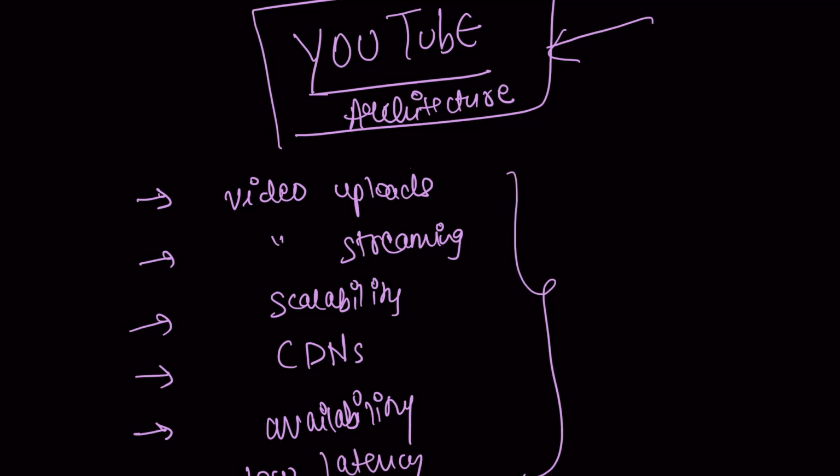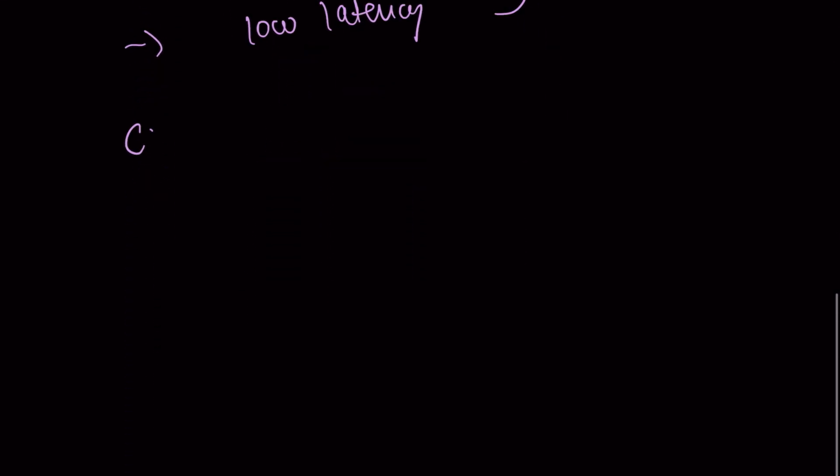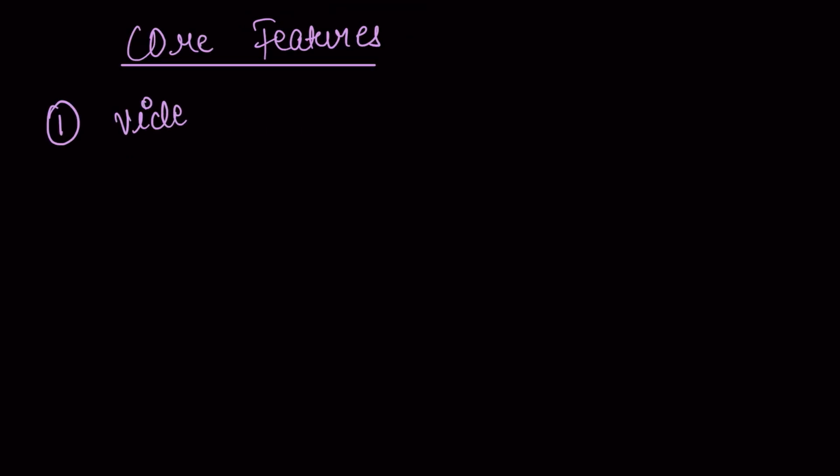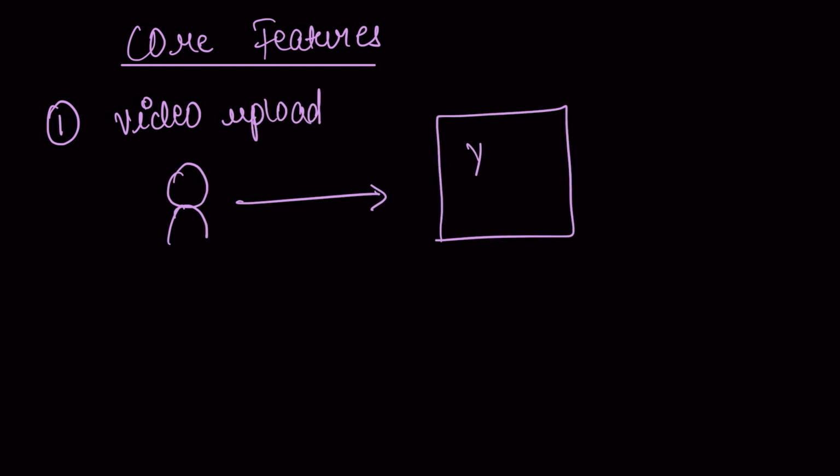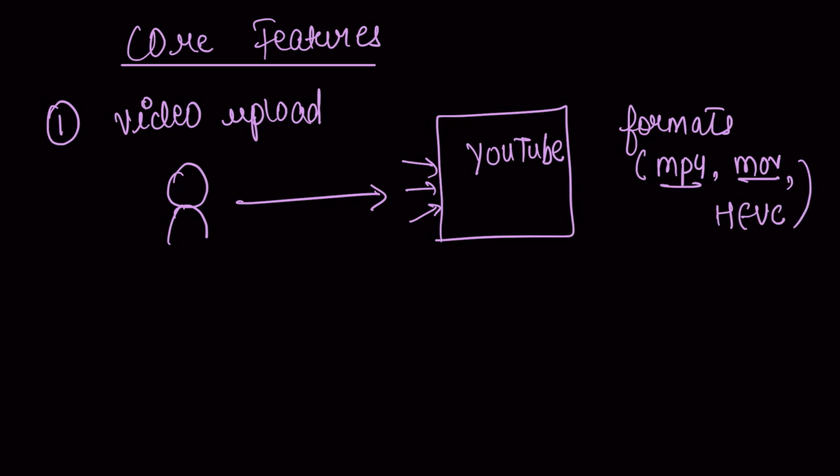Before we dive into these functionalities, let's first take a closer look at the core features of YouTube. So the first one is going to be the video upload. So when users upload their video to YouTube, suppose this is the YouTube system, okay? So this YouTube system has to handle several things simultaneously. It has to accept a wide range of formats. If I say formats, I mean like MP4, MOV. These are the formats that YouTube has to accept. And these are not only the formats, there are many more.